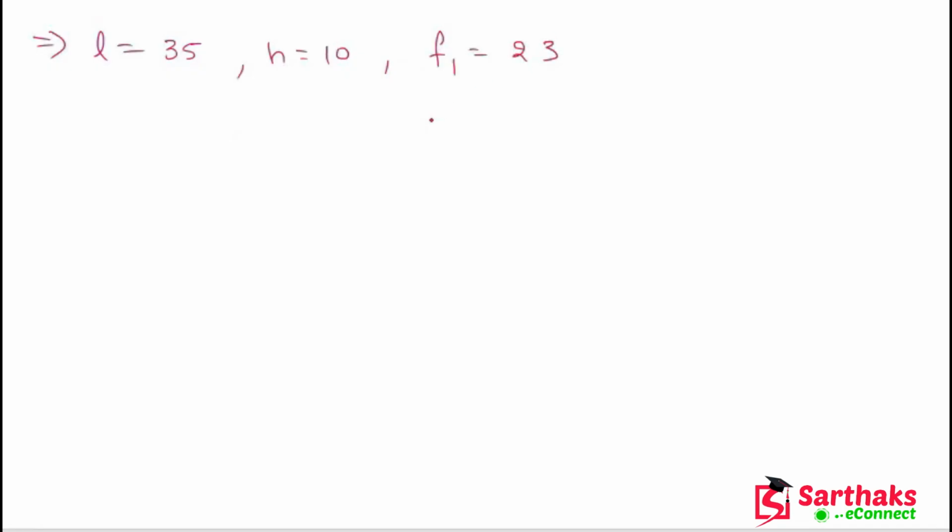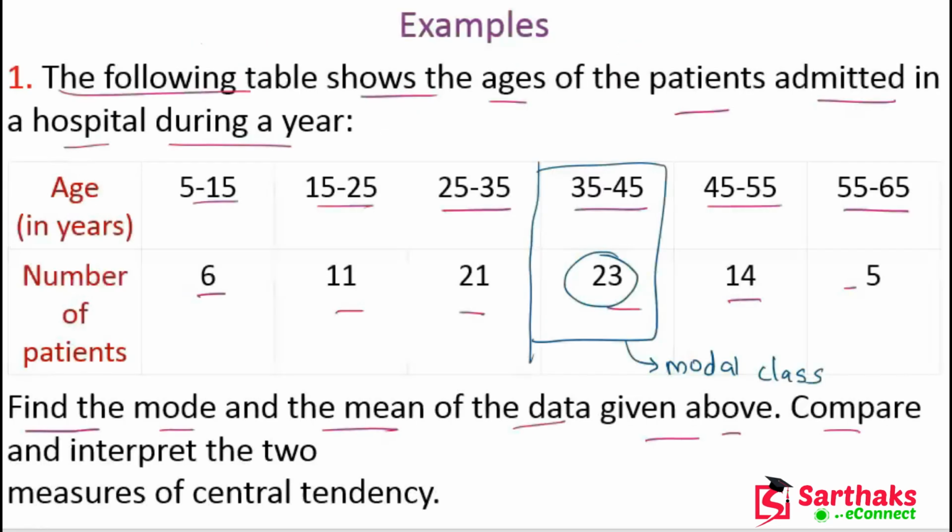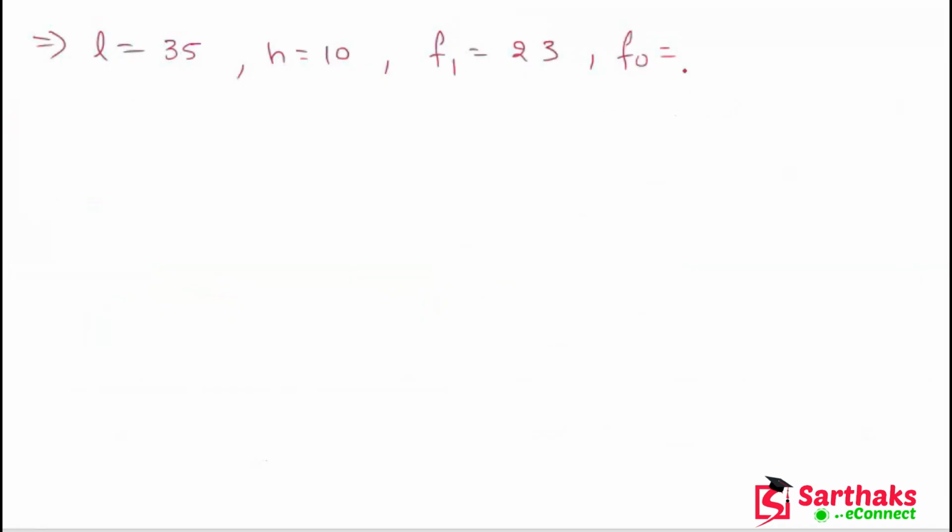Okay, my dear friends, I hope you get this point. Now, f0. What is f0? f0 is the frequency of the class preceding the model class. Like, 23 is the frequency of the model class. Now the f0 is this 21, so we can write here like this.